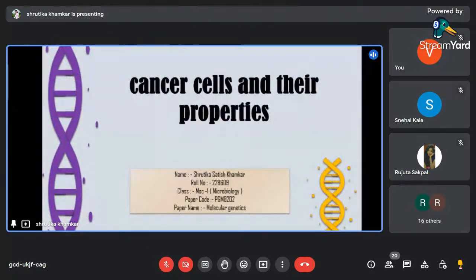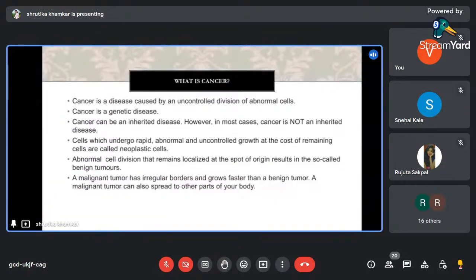Hello everyone. My name is Shurika Satish Khamkar and my presentation topic is cancer cells and their properties. So what is cancer? Cancer is a disease caused by uncontrolled division of abnormal cells. Cancer is a genetic disease. Cancer is caused by alteration in specific genes in the cell.